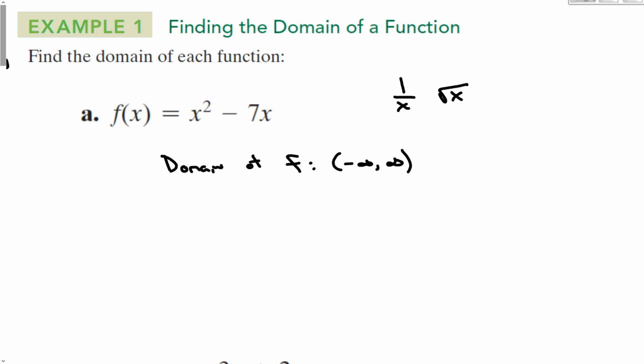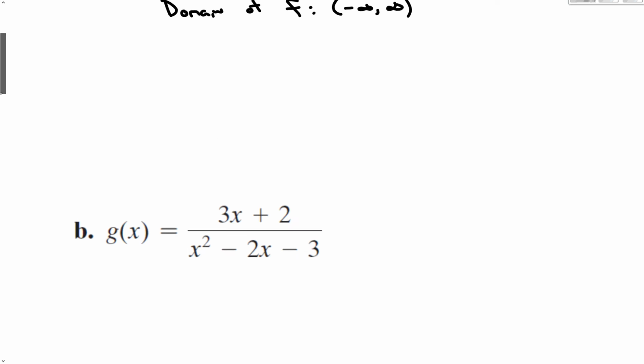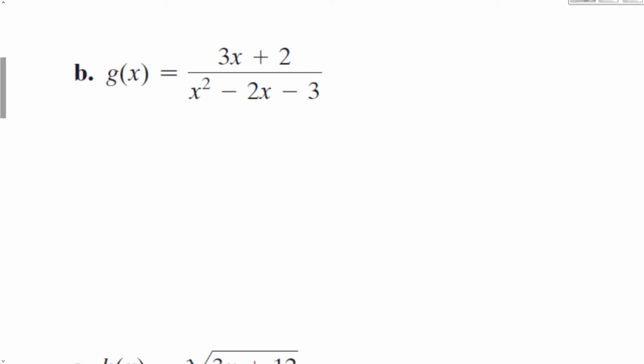Next, this function. The domain of G is all real numbers except for anywhere that makes this function undefined. Anywhere that the denominator is equal to 0 will make this function undefined. So I want to know where x squared minus 2x minus 3 is equal to 0. And the easiest way to figure that out is to factor it.